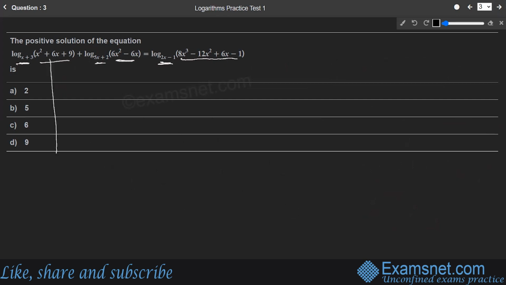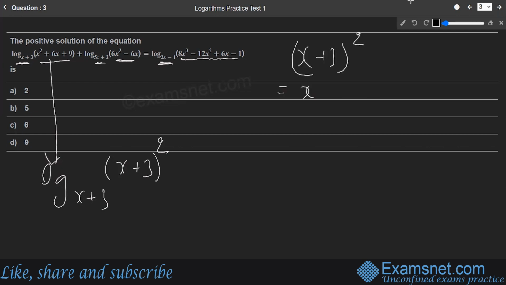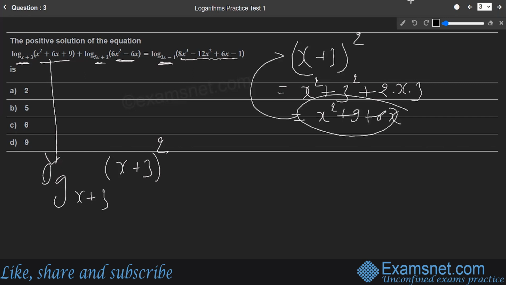Solving means we are supposed to find the value of x. So let us see what we can do about it. Let us see the left hand side first. Log base x plus 3, and in place of x square plus 6x plus 9 we can write x plus 3 whole square. We can expand it roughly also. X plus 3 whole square is x square, plus 3 square, plus 2 into x into 3, that ultimately becomes x square plus 9 plus 6x. So in short, x square plus 6x plus 9 can be written as x plus 3 whole square.